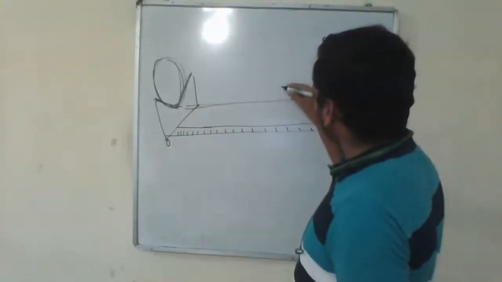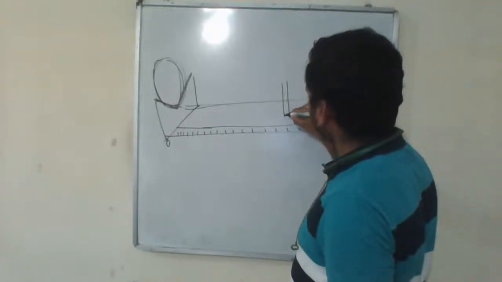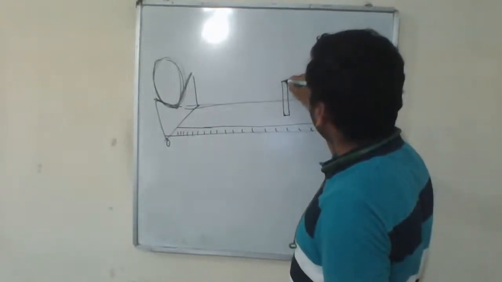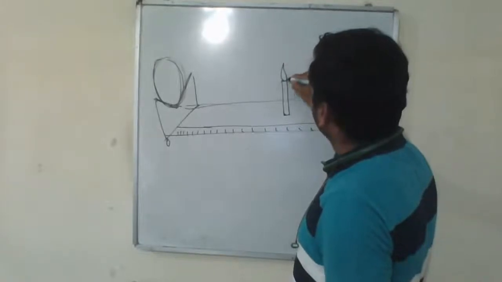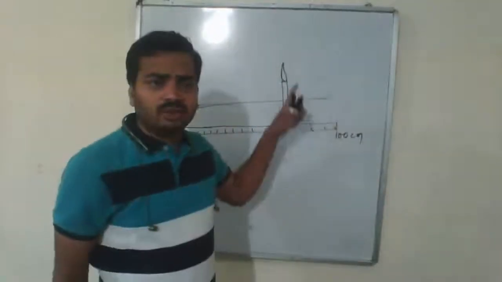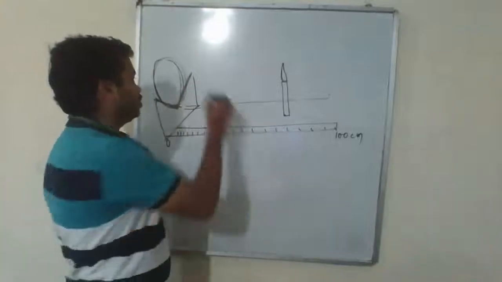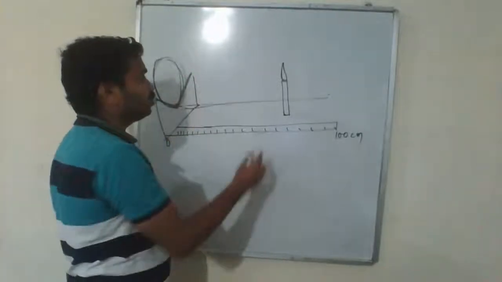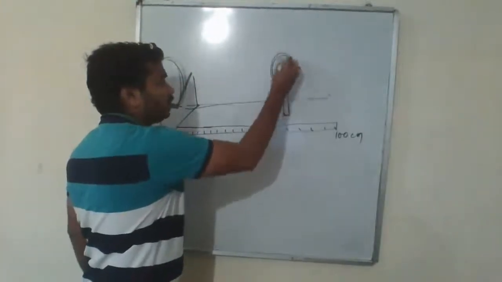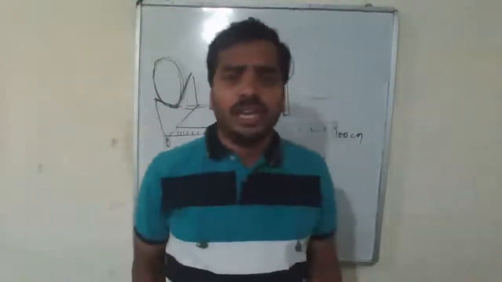And in between, somewhere, you adjust and put one candle. See, the candle itself is a source. From this source itself, the light rays will start passing. The light rays from the candle go and fall on the mirror. So where the image of this particular flame would be formed, seeing that is this activity.